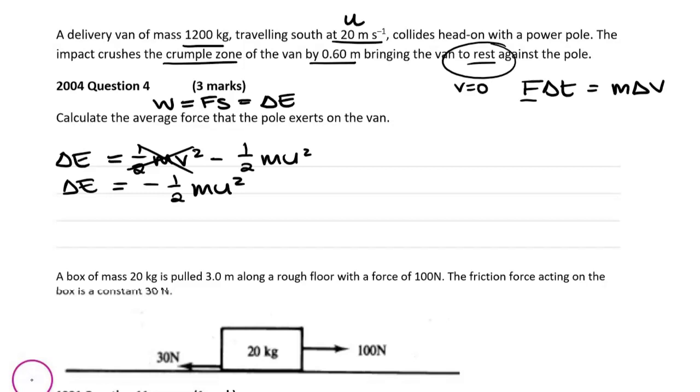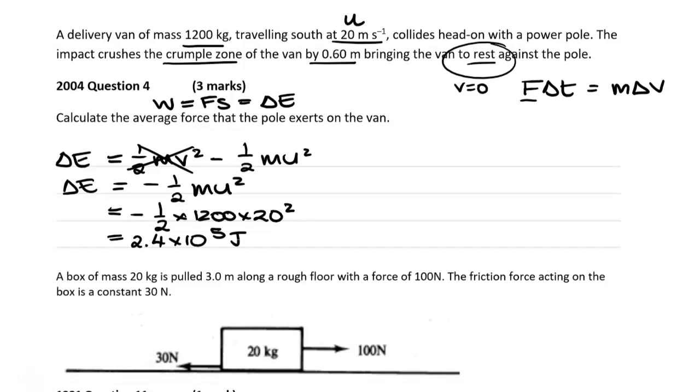Now that loss in kinetic energy is going to be transformed into the work done, as I said, to crumple that crumple zone. So we don't really care about the negative, it's just indicating that kinetic energy is being lost. If you wanted to ignore it, you can. I'm going to keep it in for this step, but then translate it to the other step. So minus a half times the mass times u squared. So 2.4 by 10 to the 5 joules.